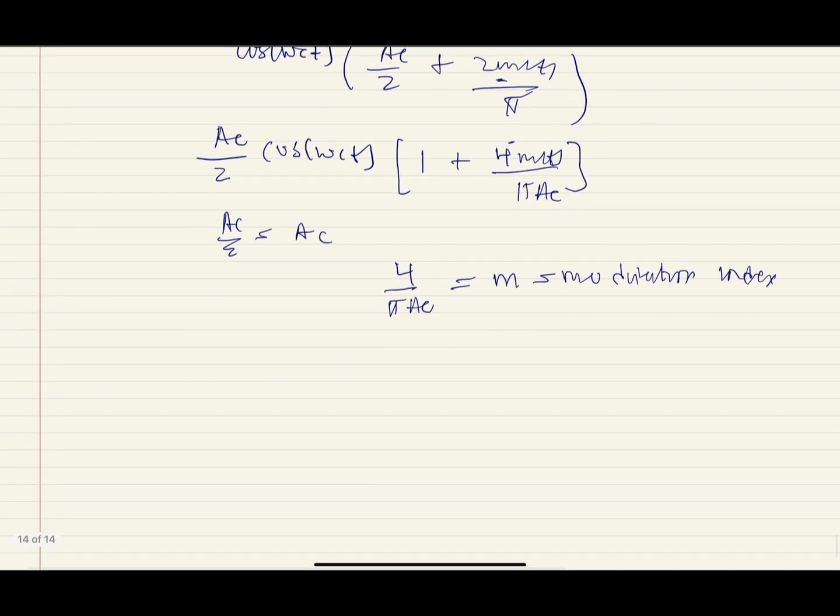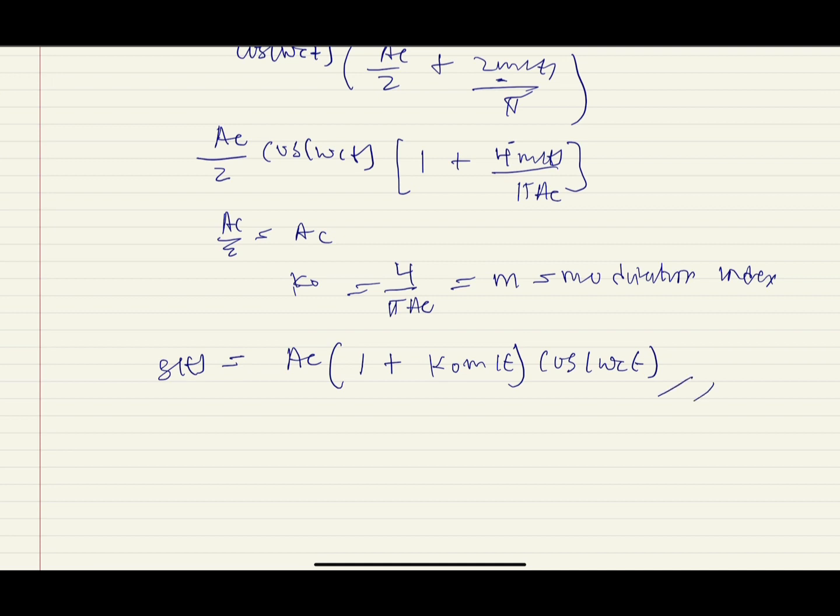So in this way, we can write the final output equation to be equal to AC into bracket 1 plus K naught M of T, in case we are representing this by K naught, which is equal to M, cos omega ct. This is the same as the equation that we have already worked on in my previous videos, and this is the switching method of generating an AM wave.